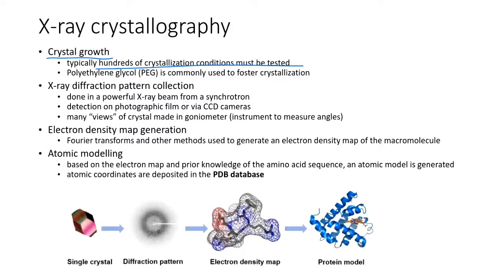Scientists sometimes use other chemicals, polyethylene glycol, for example. It's a viscous polymer that would facilitate crystallization of the protein. So once they get a crystal, it is just a matter of time.